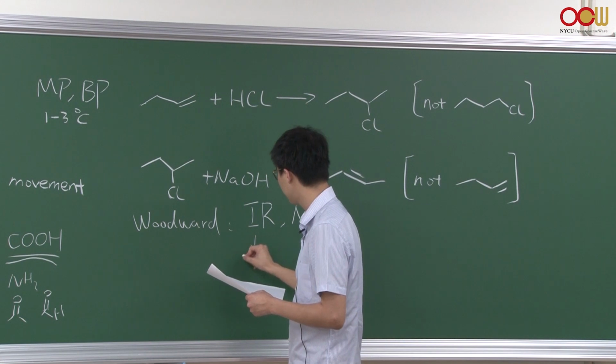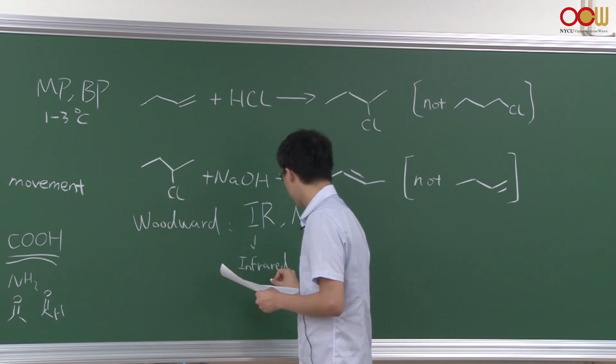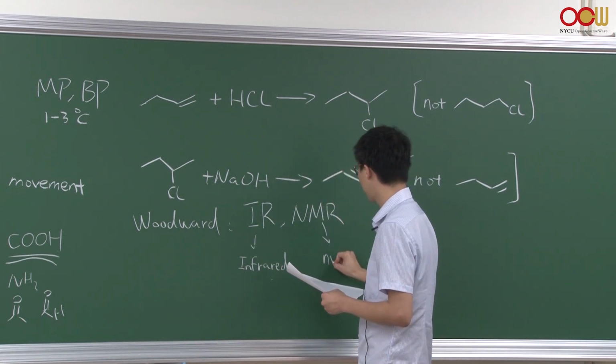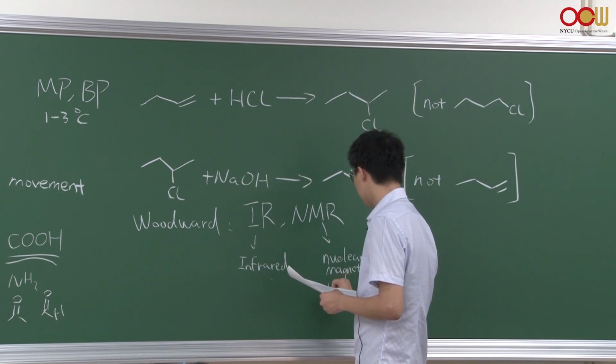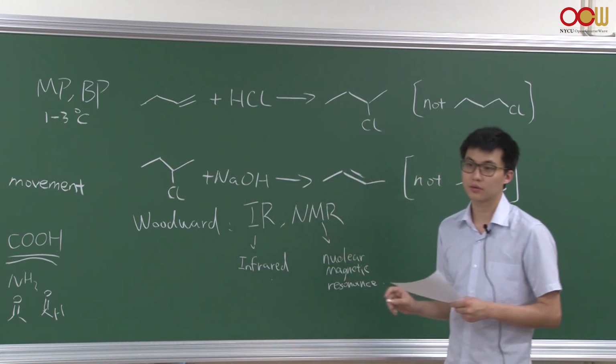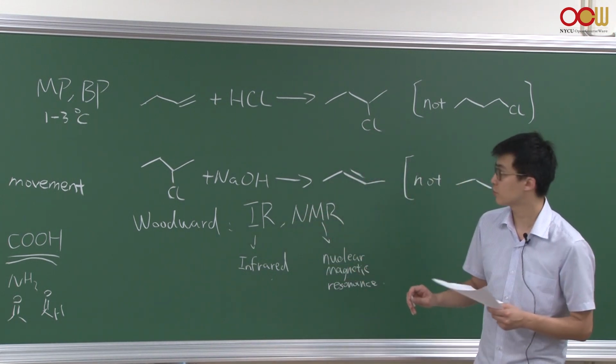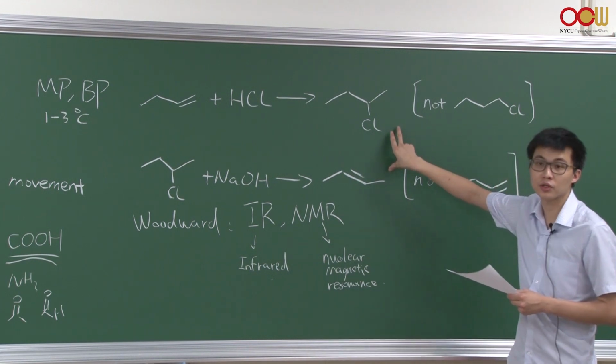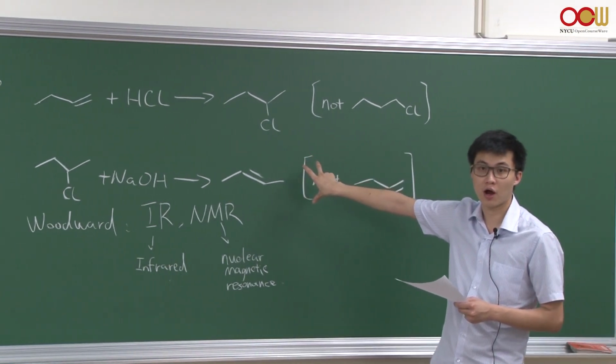Okay, so IR stands for infrared. NMR is nuclear magnetic resonance. These are the two most important characterization techniques that can tell you the structure of your chemical compound.